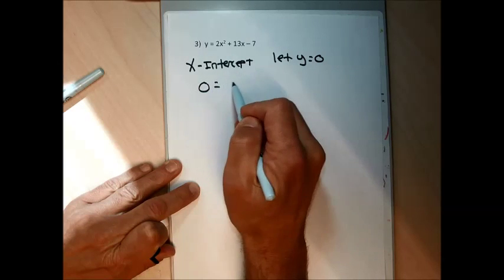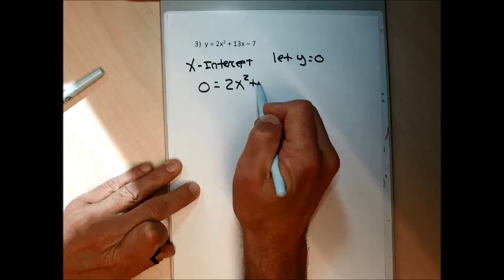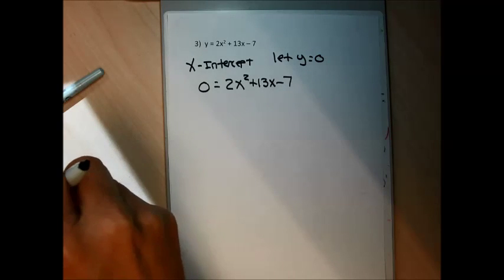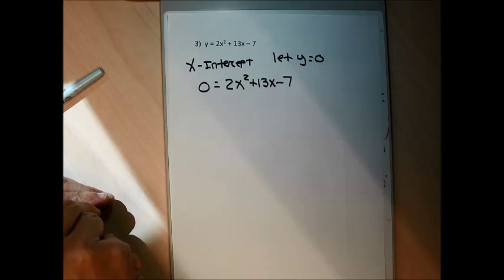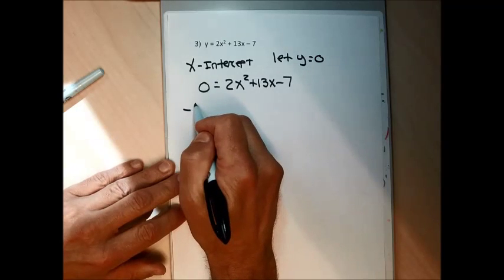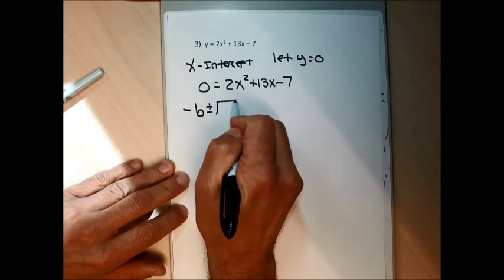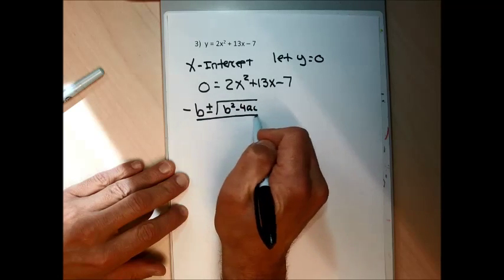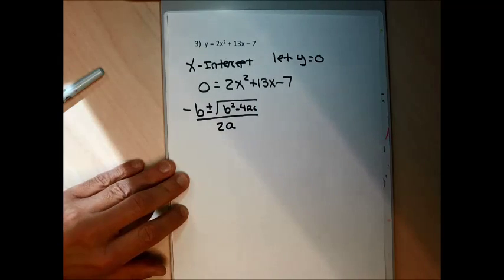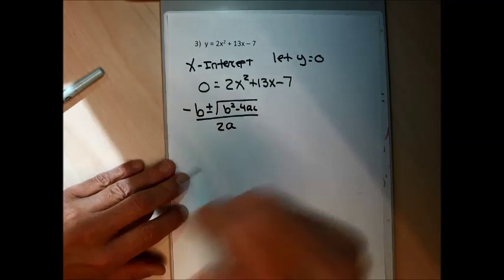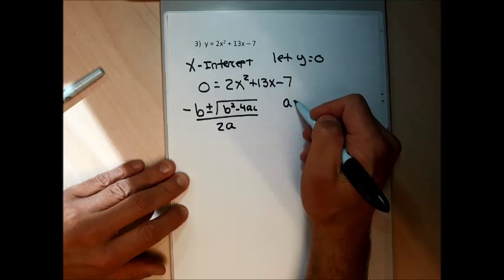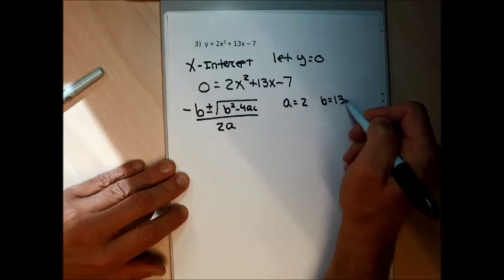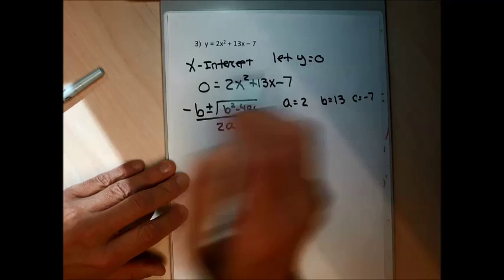So I'm going to go 0 equals 2x squared plus 13x minus 7. You have your choices of factoring or using the quadratic formula. And I'm going to use the quadratic formula, which is negative b plus or minus the square root of b squared minus 4ac all over 2a, just because most students don't like to factor when there's a number in front of the x squared. So in this particular problem, the a is the number in front of the x squared, which is 2. The b is the number in front of the x to the first power, which is 13. The c is the number without the letter, which is negative 7.